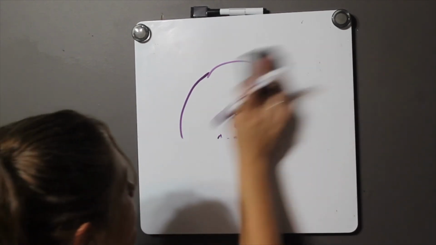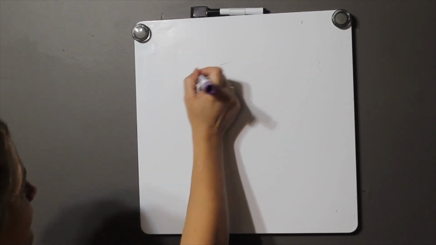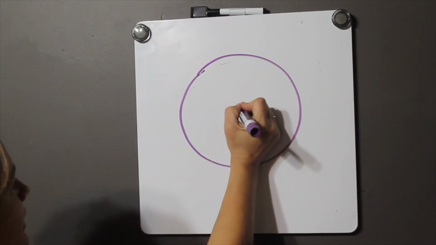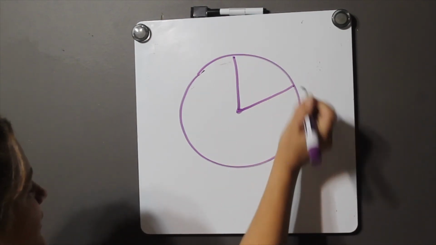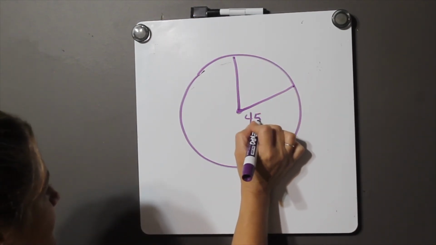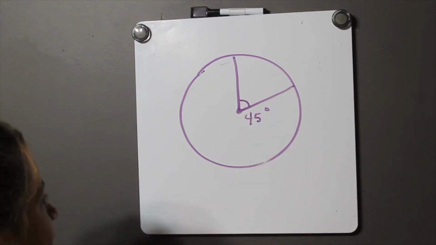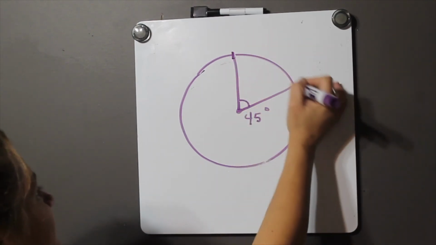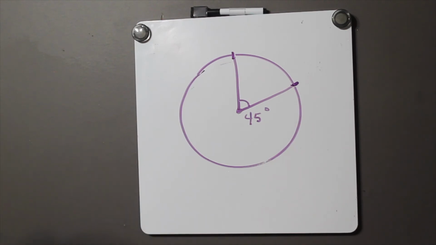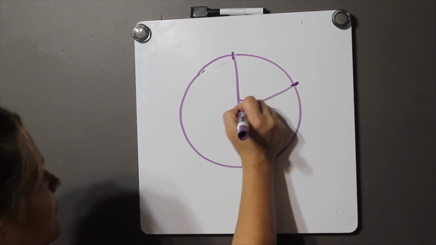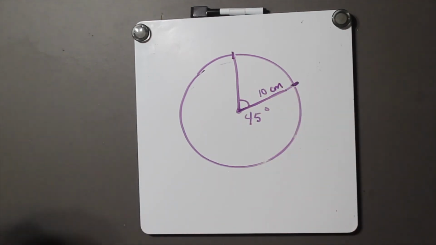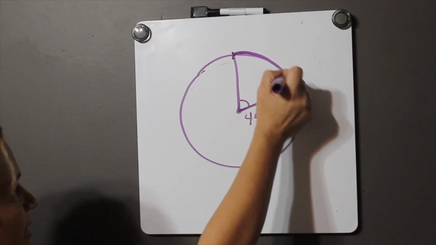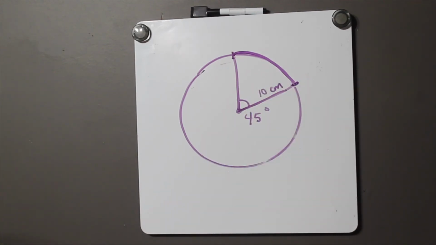Alright, so let's try something else. So we've got a circle. And then we've got, this is 45 degrees. We're going to call this 45 degrees. That angle right there. So that means the sector of the circle will be 45 degrees. And it tells us that this line right here is 10 centimeters. And it wants us to find how long it is from here to here. How long is our arc?